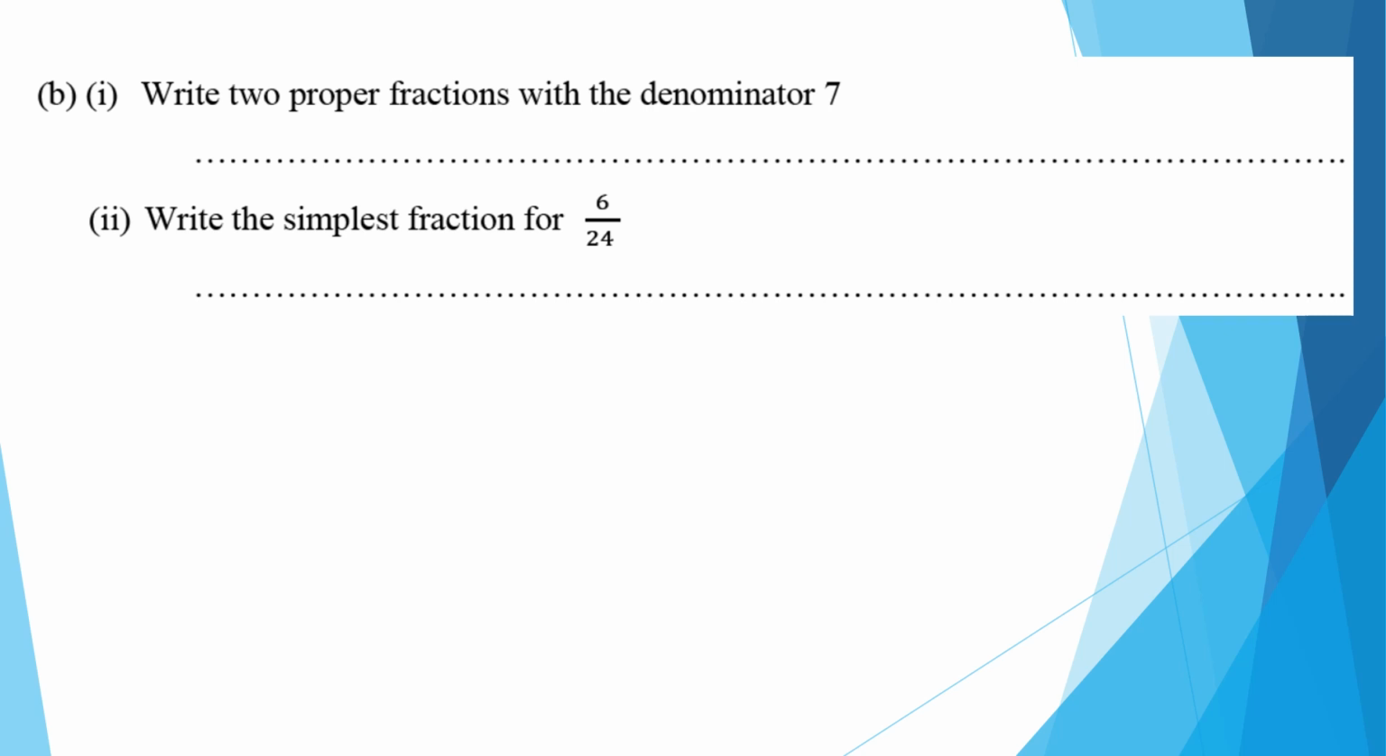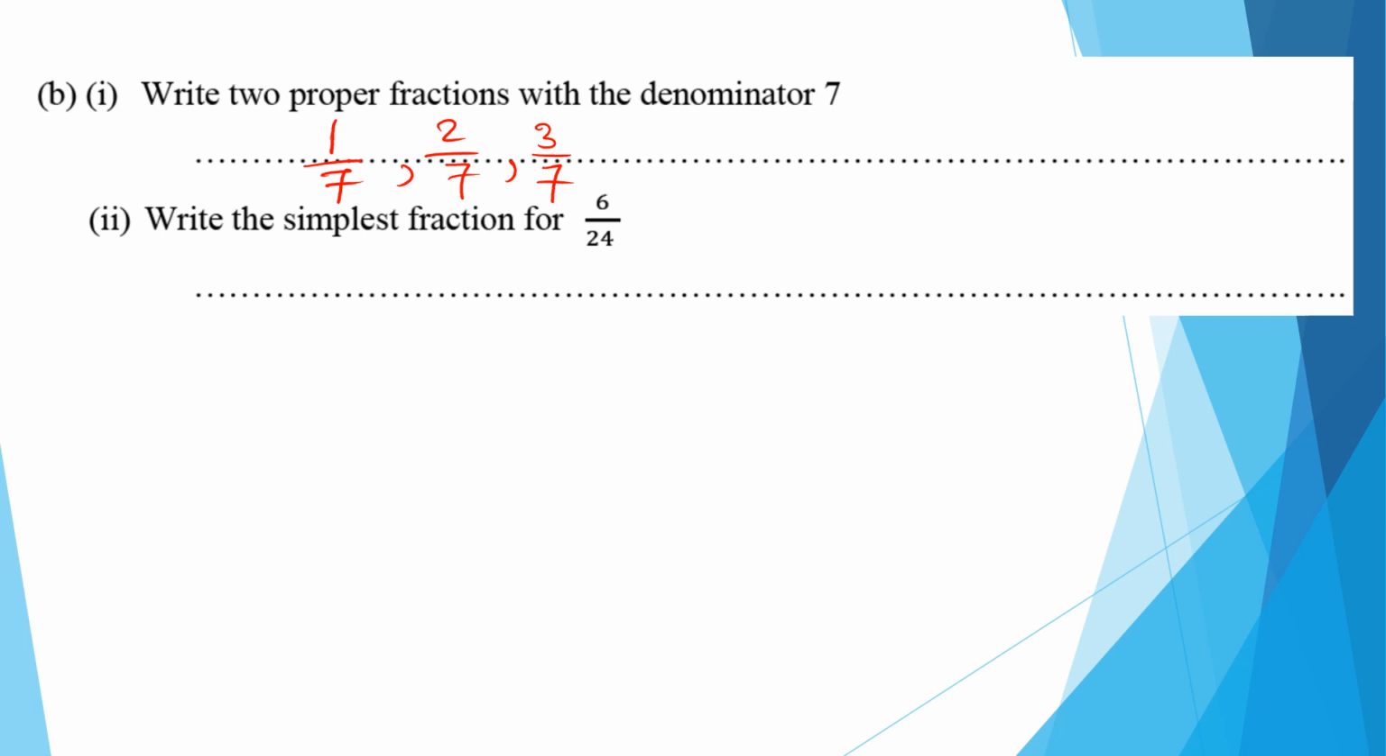Write two proper fractions with the denominator 7. You can write something like this: 1 over 7, 2 over 7, 3 over 7. If it is a proper fraction, the numerator is less than the denominator. So that is how we define a proper fraction, right?